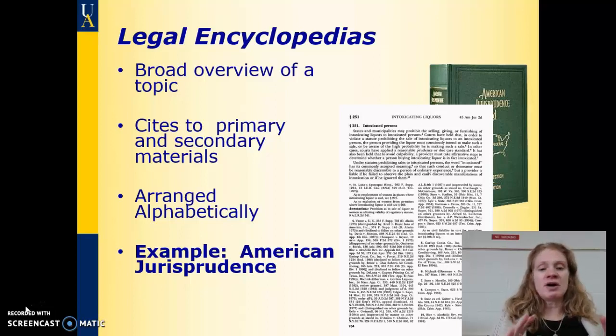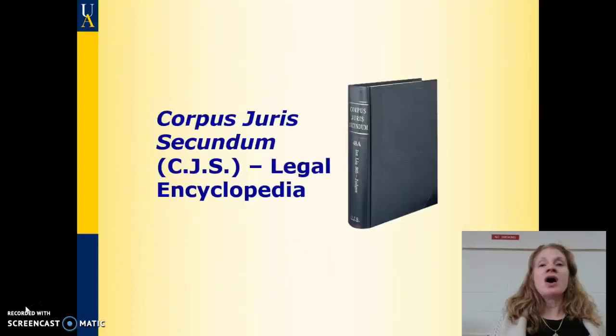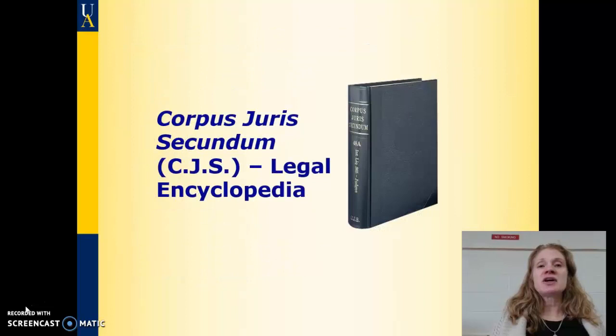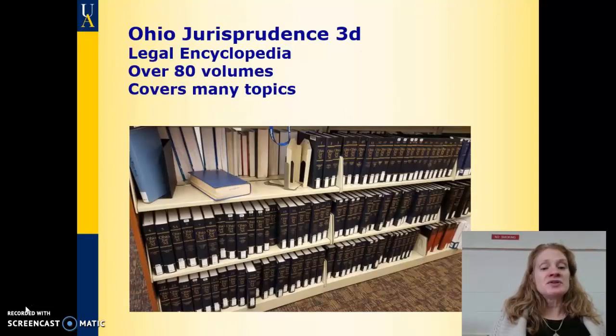It covers many different topics. Another national legal encyclopedia is Corpus Juris Secundum. And I should say that American Jurisprudence is available on Lexis and Westlaw, but I believe CJS is only available on Westlaw. For Ohio, there is something called Ohio Jurisprudence. It's a legal encyclopedia specific to Ohio law.